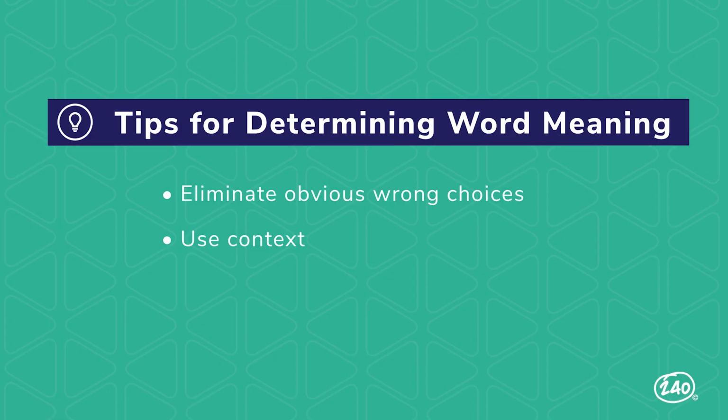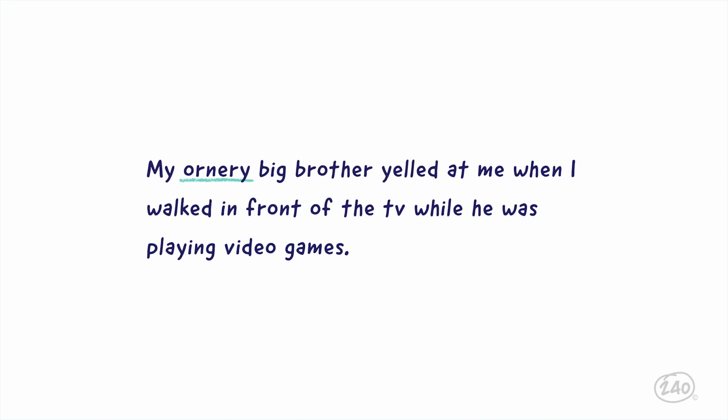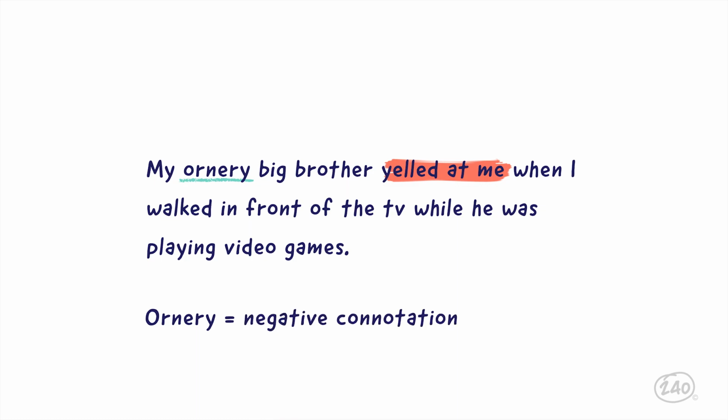You can also use syntactic or semantic clues to determine the meaning of a word. Think about the placement of the given word in the sentence. Is it a verb? An adjective? Let's practice with an example. My ornery big brother yelled at me when I walked in front of the TV while he was playing video games. In this sentence, a reader who recognizes that the word ornery is an adjective used to describe the author's big brother could then use the context clue yelled at me to infer that ornery means something negative.